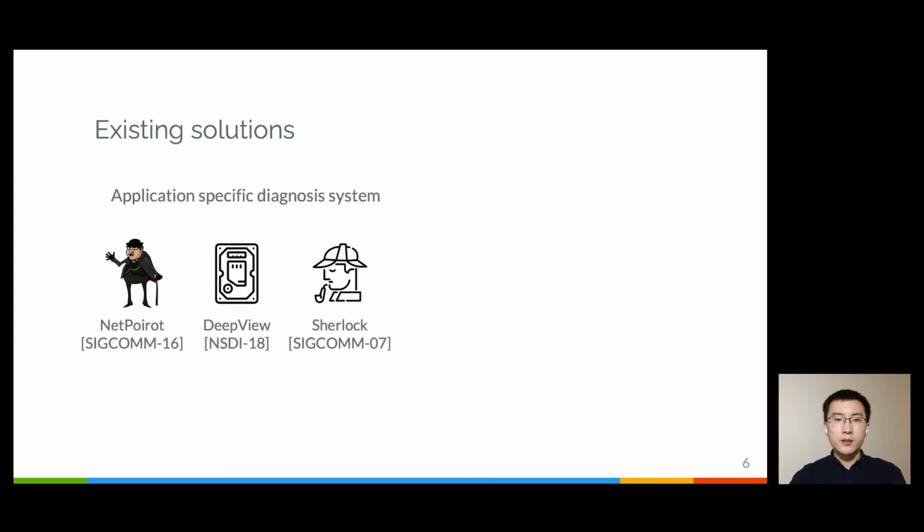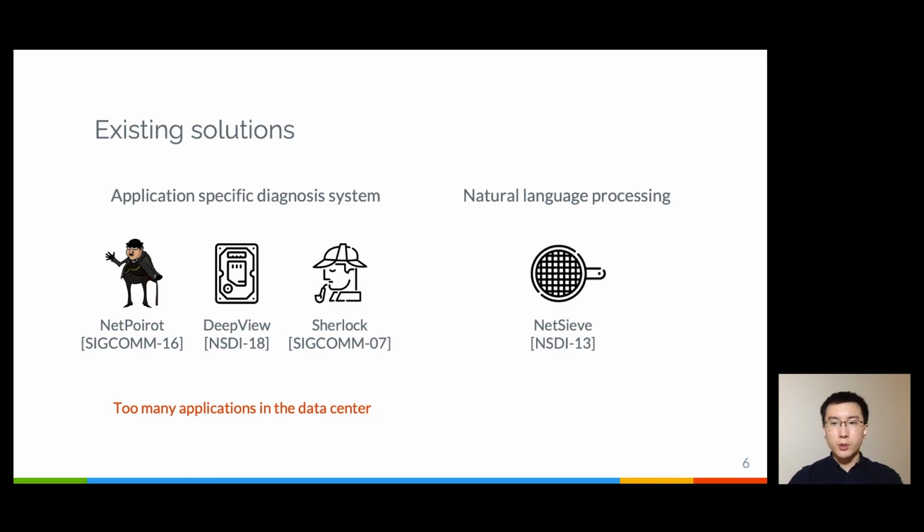Previously, people tried to solve this problem with two approaches. Firstly, they build application-specific diagnosis systems, such as NetPro, which trains on each application, and DeepView and Sherlock, which explicitly encode the application dependencies. But because there are too many applications in the data center, we cannot build one diagnosis system for each application. Another line of work tries to route incidents based on incident text description, such as a global incident routing system running in Azure, which is built on top of the NSDI '13 work, NetC. But because it fails to consider the domain knowledge in each team, the accuracy is not high.